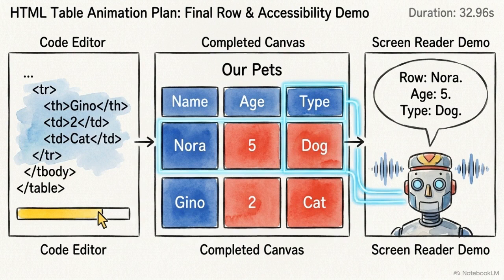Because we built this with strict structural tags, a screen reader knows exactly how to read it. Instead of reading a confusing list of random numbers and animal types, it groups the data. It reads row, Nora, age, 5, type, dog. It pairs the correct column header with the correct row header automatically.